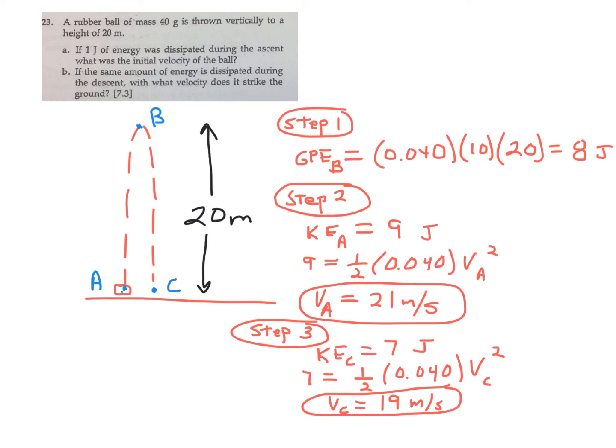All right, well now, step 3, compare point C to point B. It says in part B of the problem, if we lose the same amount of energy going down, in other words, you lose another joule of energy at the top at point B. If you had 8 joules, that means you have 7 joules of energy at point C.